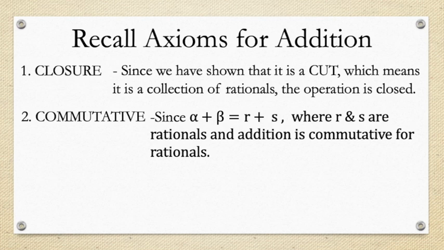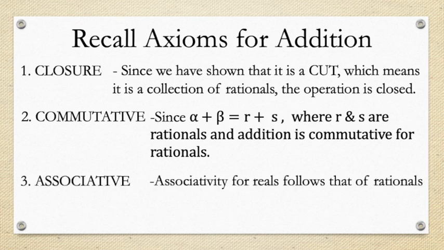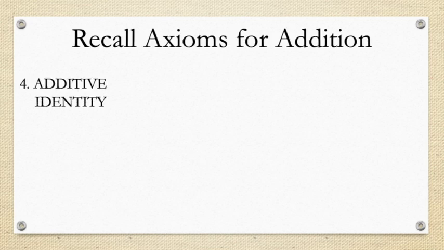Since alpha plus beta equals little r plus little s, where r and s are rationals, and addition is commutative for rationals. Number 3, associativity. Associativity for real numbers follows that of rationals. Number 4, additive identity.